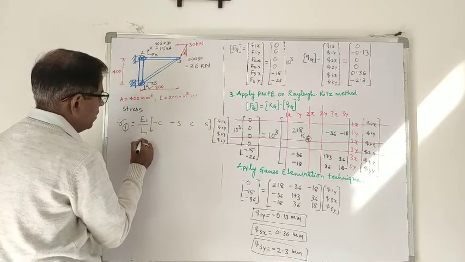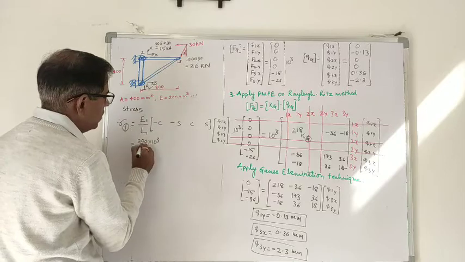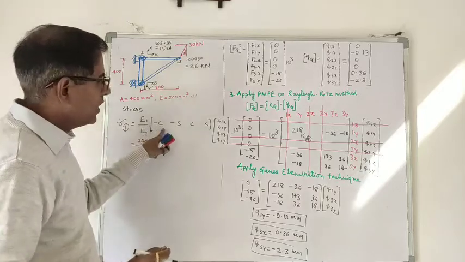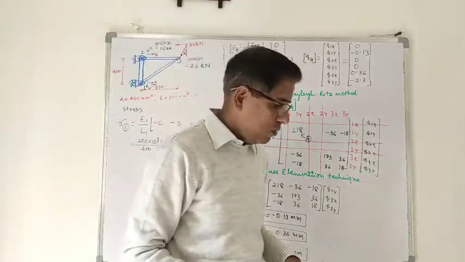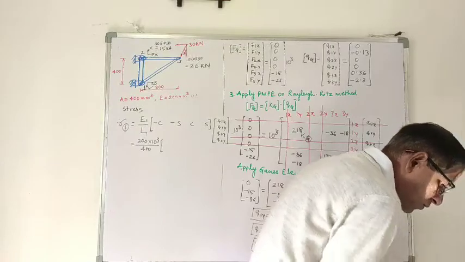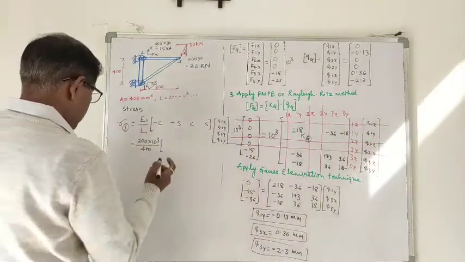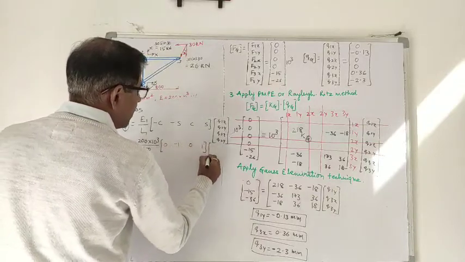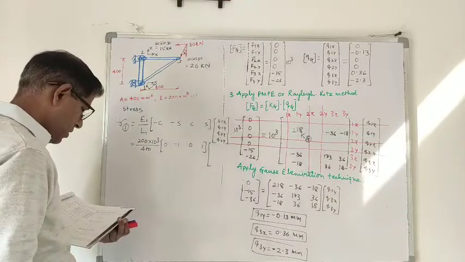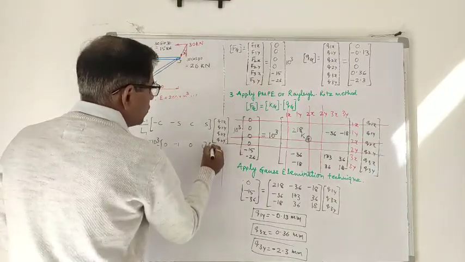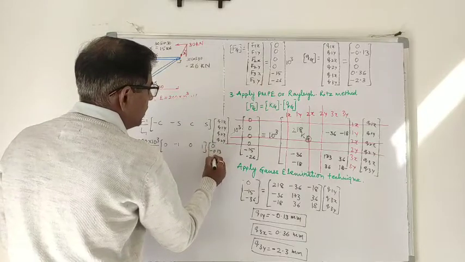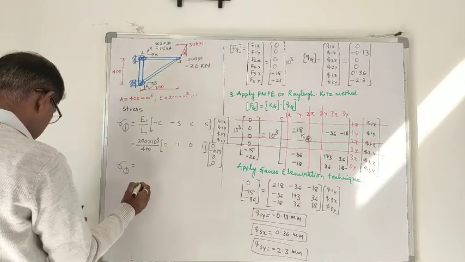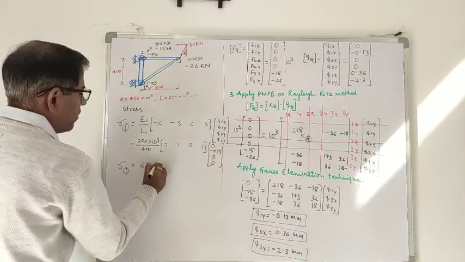E is how much? 200 into 10 to the power 3 divided by L1 is 400. Now from the direction cosine table, you write down the values of minus C, minus S. So it is 0, minus 1, 0, 1 multiply by Q1x, Q1y, put the values. So 0 minus 0.300. So sigma 1 comes out to be 65 megapascal.